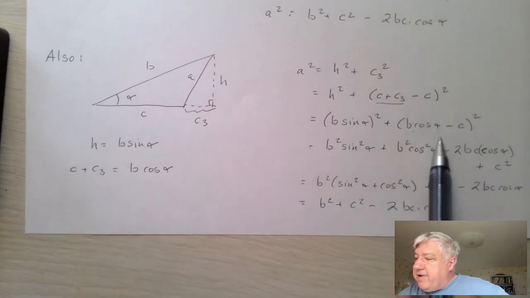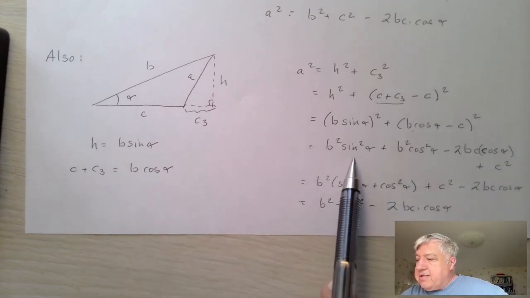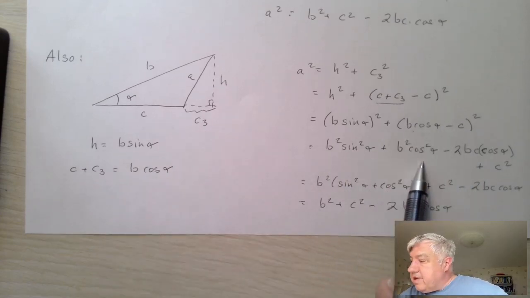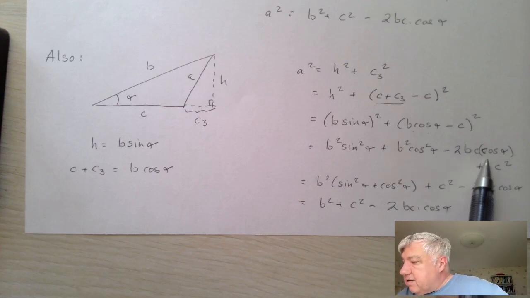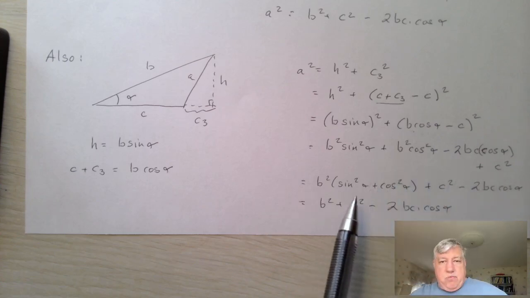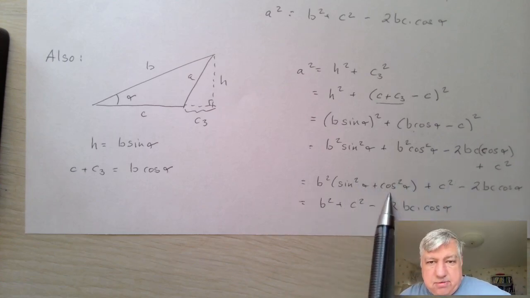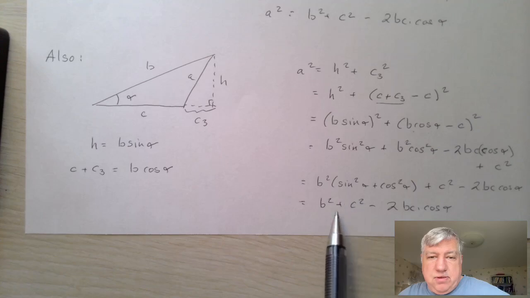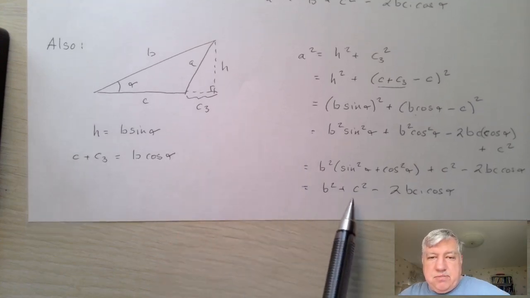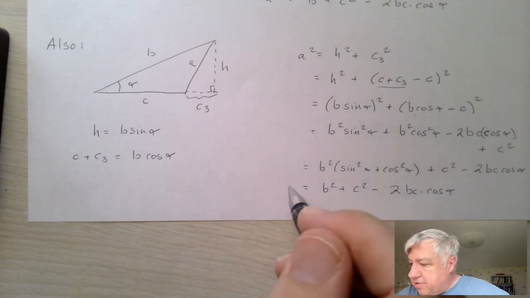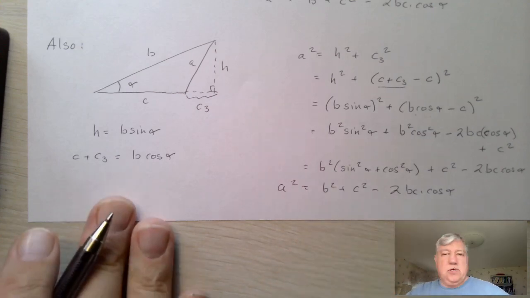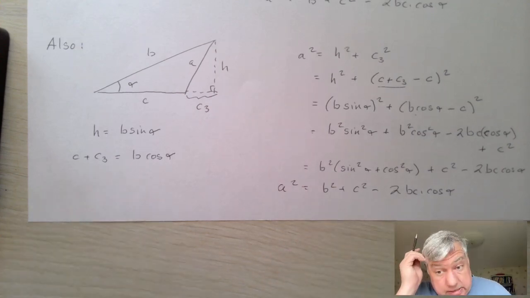If we expand everything out, we get b squared sine squared plus b squared cosine squared minus 2bc cosine alpha plus c squared. And once again, we can collect the sine squared plus cosine squared. That's 1. So this is going to be b squared plus c squared minus 2bc cosine alpha. And once again, that's a squared. Okay, so that's how we do this.